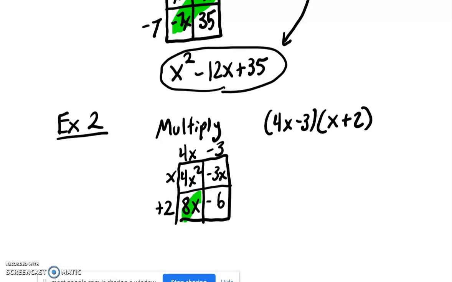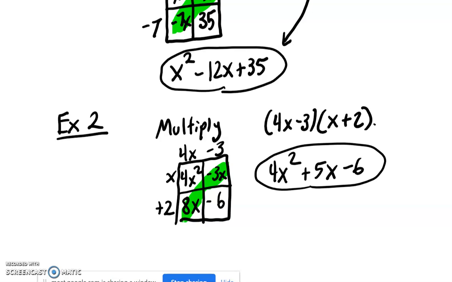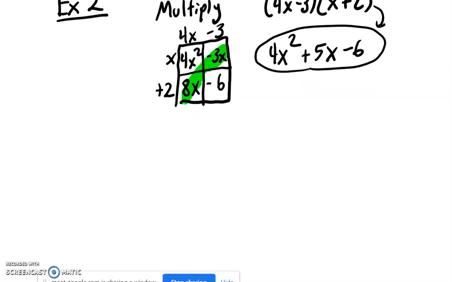So now I combine like terms on the diagonal here. That's 4x squared. 8x minus 3x is positive 5x, and then minus 6. So that's the answer to this question, to multiply those two binomials. All right, questions on that example? Thanks for letting me know. All right, and so saw some responses in the chat, appreciate it.